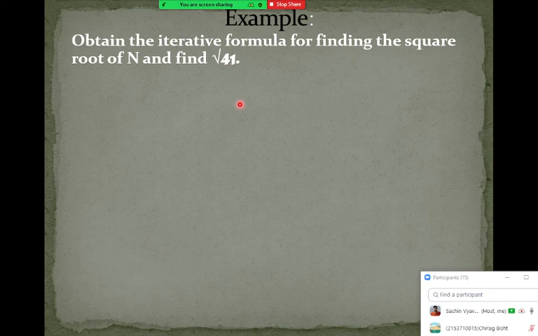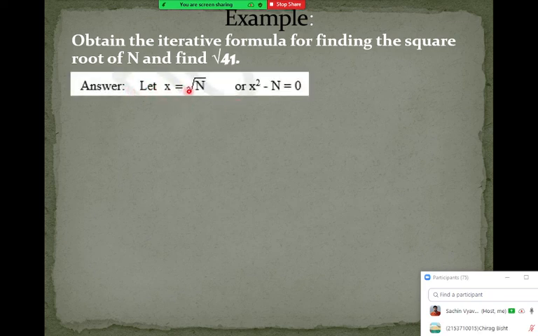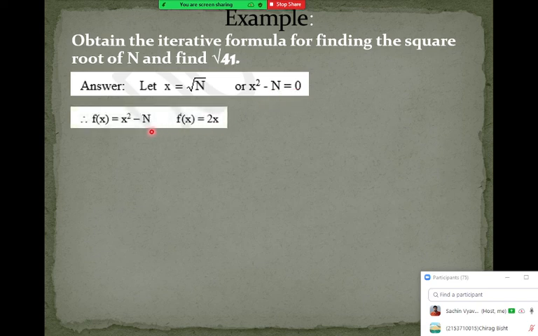To get that equation, we start with: let x be root N. So x square minus N is 0. So this is our f(x). f(x) is x square minus N, so f dash x is 2x. Now we have that formula: x(n+1) equals x(n) minus f of x(n) upon f dash of x(n). So by the Newton-Raphson method, x(n+1) is x(n) minus f of x(n) upon f dash of x(n).